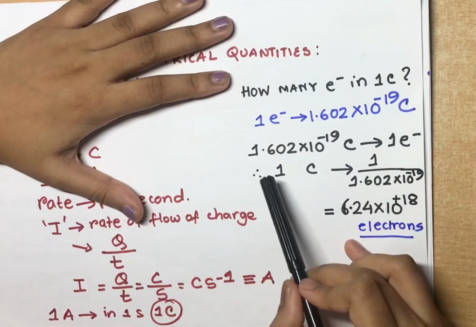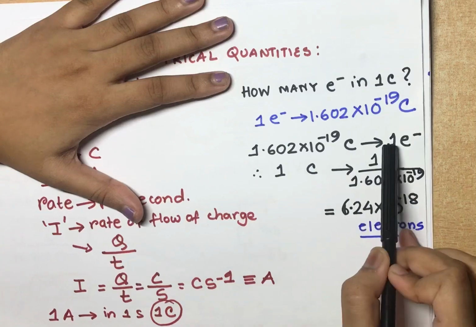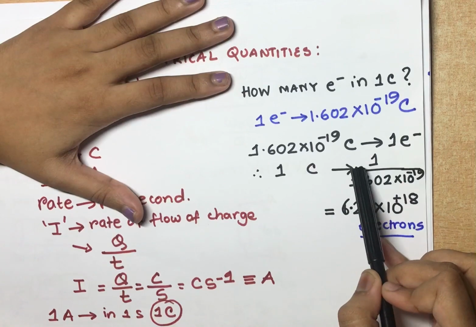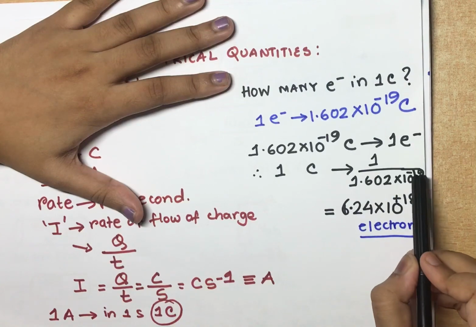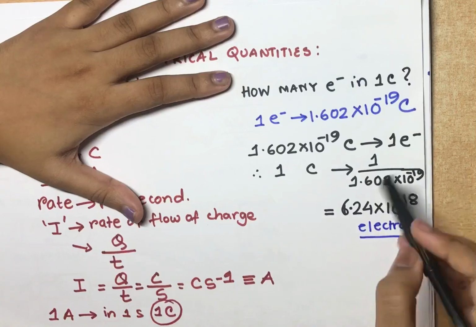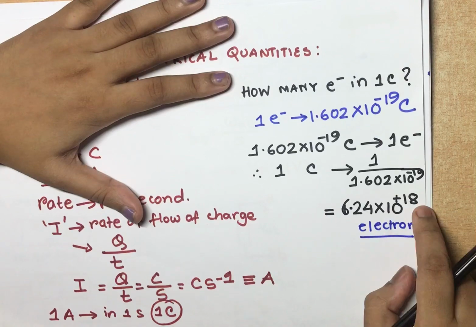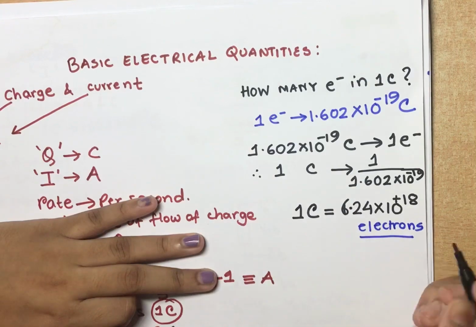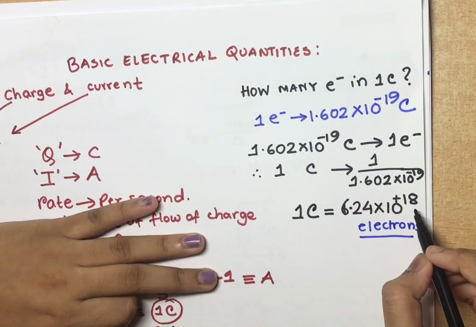For example, 1.602 times 10 to the power minus 19 Coulomb is the charge of 1 electron. Therefore, 1 Coulomb will be the charge of 1 over 1.602 times 10 to the power minus 19 electrons. Using a calculator, we find that it represents 6.24 times 10 to the power 18 electrons. That means in 1 Coulomb of charge, there are 6.24 times 10 to the power 18 electrons.